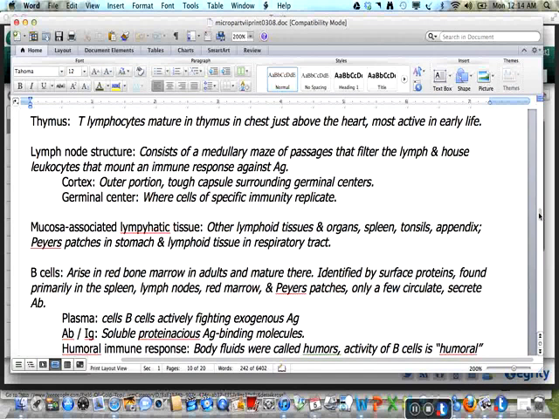The mucosa-associated lymphatic tissues include the other lymphoid tissue and organs such as the spleen, tonsils, appendix, Peyer's patches in the stomach, and lymphoid tissue in the respiratory tract.